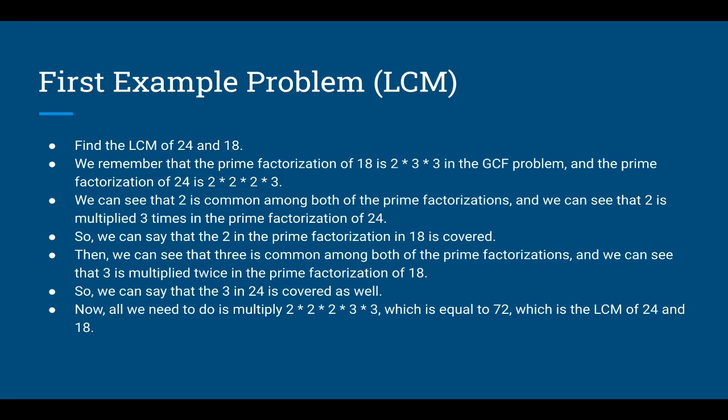So we can say that the 2 in the prime factorization of 18 is covered. Then we can see that 3 is common among both of the prime factorizations, and 3 is multiplied twice in the prime factorization of 18. So we can say that the 3 in 24 is covered as well. Now, all we need to do is multiply 2 times 2 times 2 times 3 times 3, which is equal to 72, which is the LCM of 24 and 18.